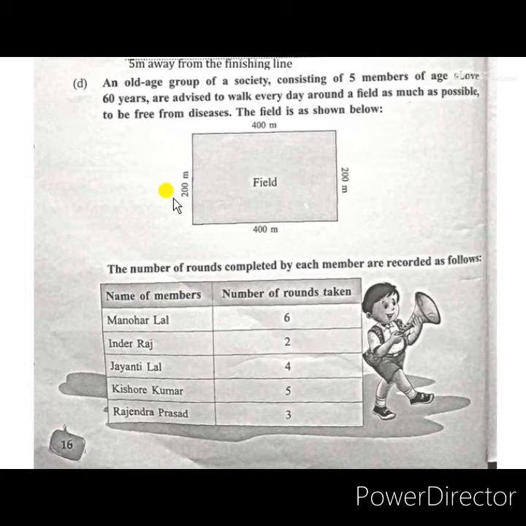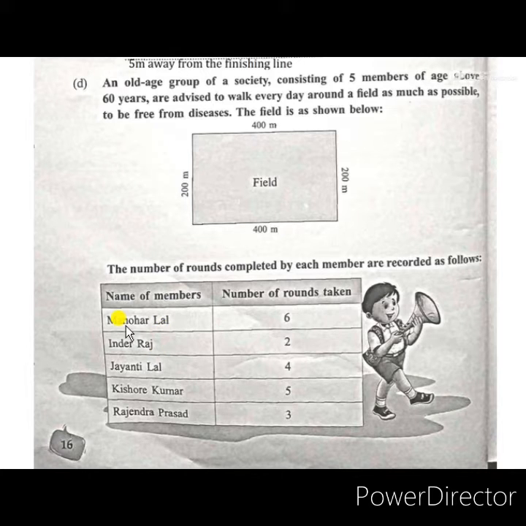Next below that we have a table of different people who walked different rounds. First is the name of the members. The second box gives the number of rounds each person can walk in a day. The number of rounds completed by each member are recorded as follows. This is the data given below here.